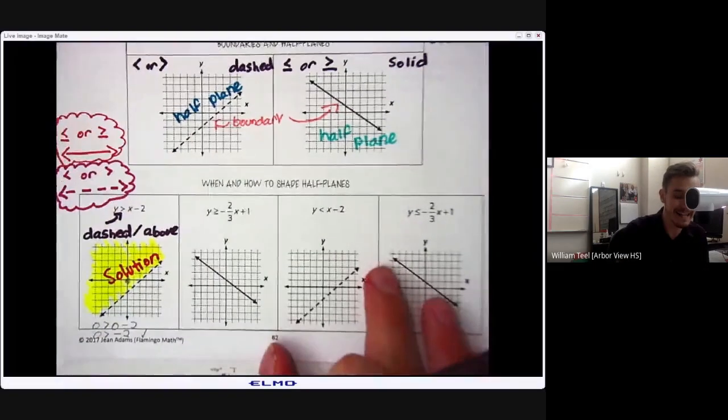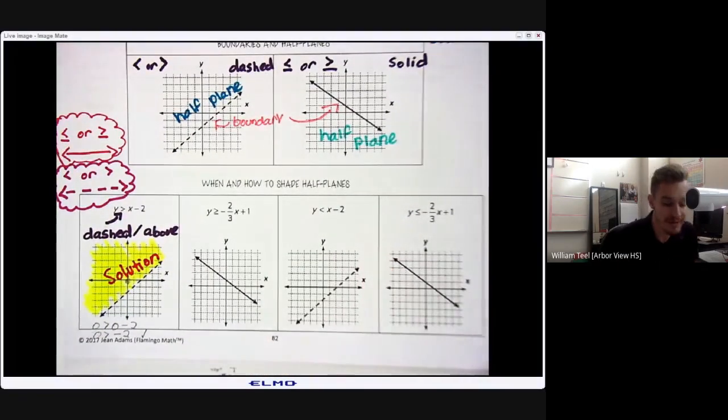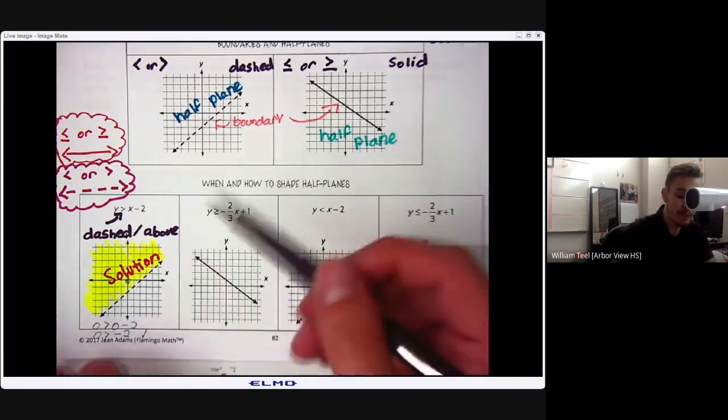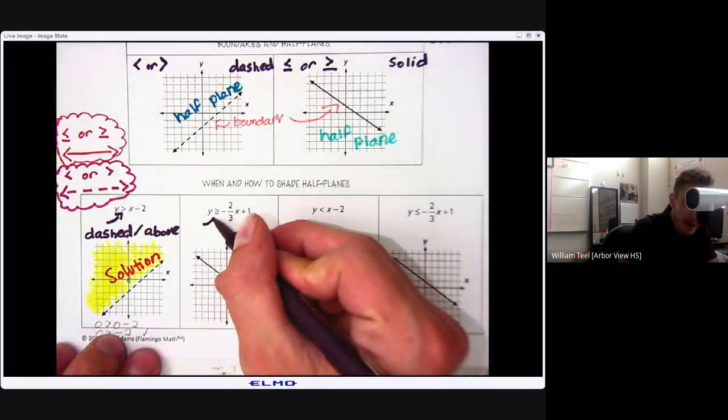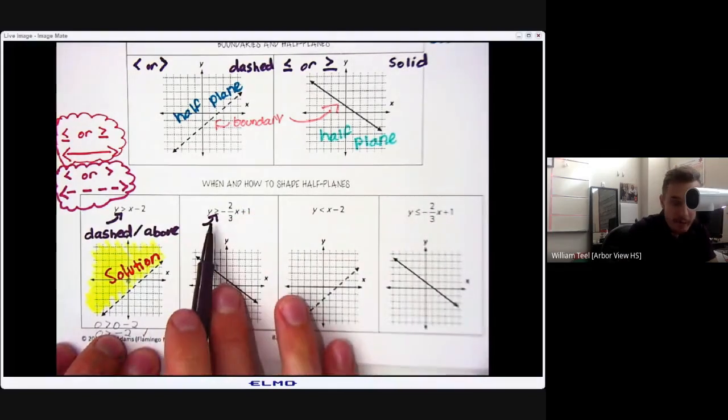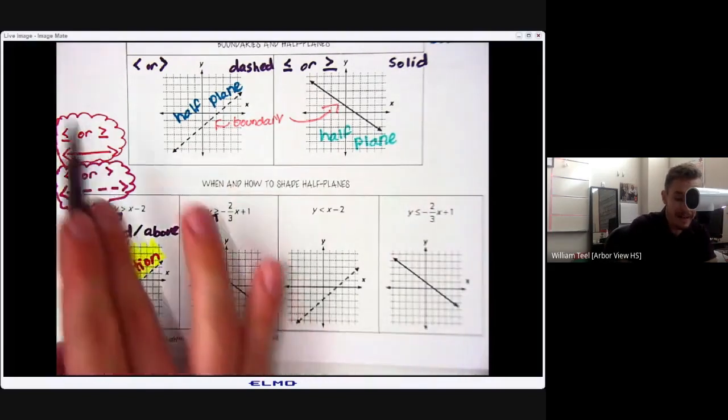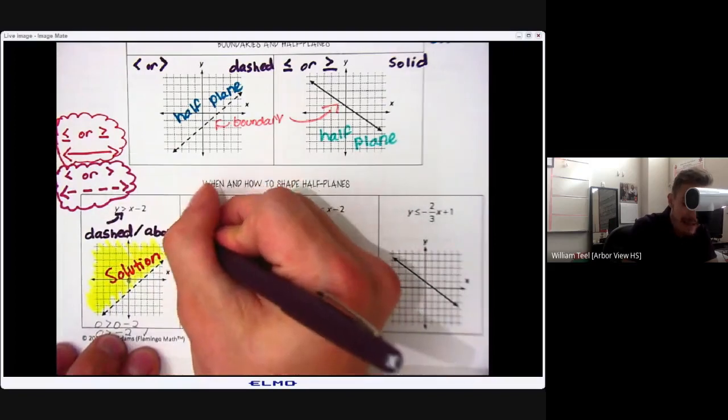Let's go ahead and look at example number 2. y is greater than or equal to negative 2/3 x plus 1. So the first thing I always want to look at is what my inequality is. Since I have greater than or equal to, this tells me, according to my criteria up here, I'm going to have a solid line.